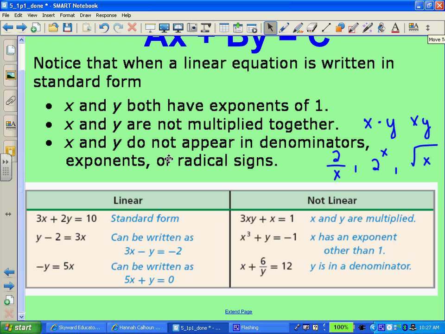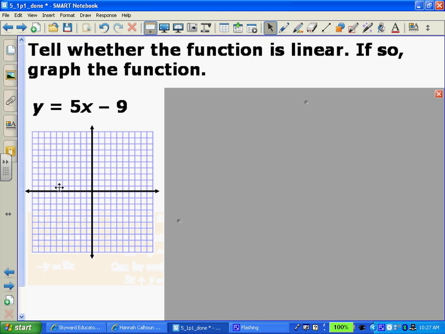So what we're going to be doing today is looking at equations and first of all determining, are they linear? If they aren't, then we're going to say they're not, and we're going to explain why. And if they are, we're going to graph them. This will be good to give us some extra practice on graphing. So here's what it looks like. Tell whether the function is linear. If so, graph the function.